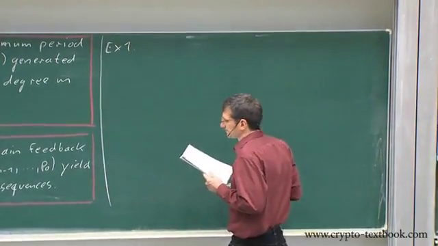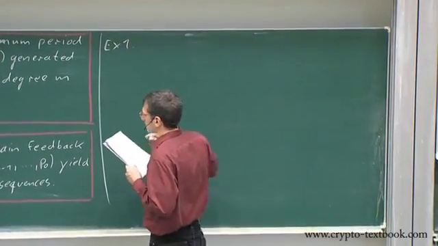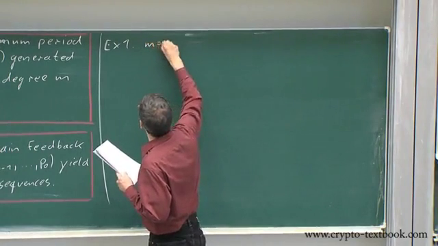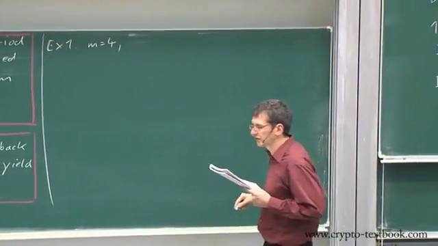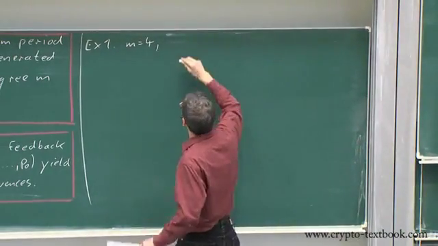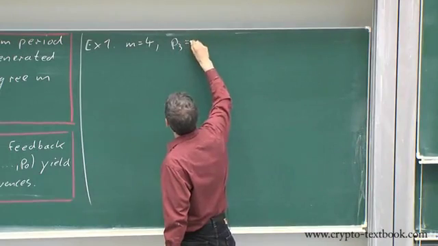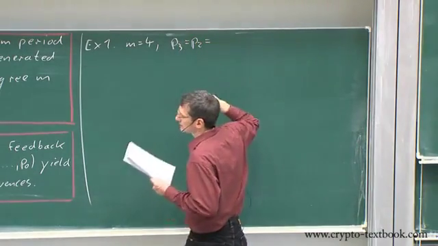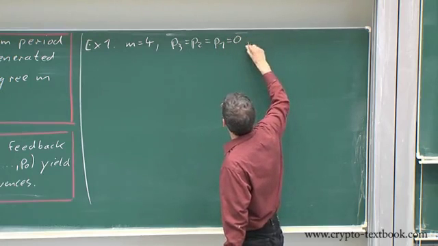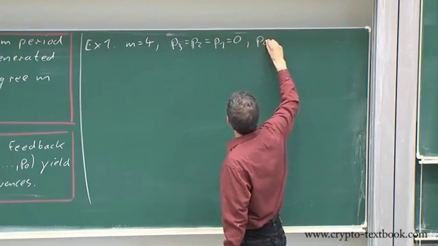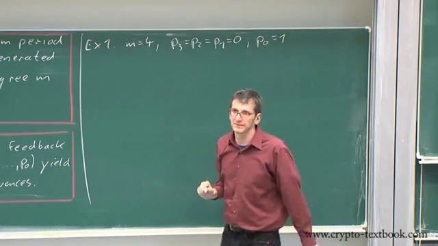First example. We look at LFSRs of degree 4. And first I give you this here: P3 is equal to P2 is equal to P1 is equal to 0, and P0 itself is 1. Okay?